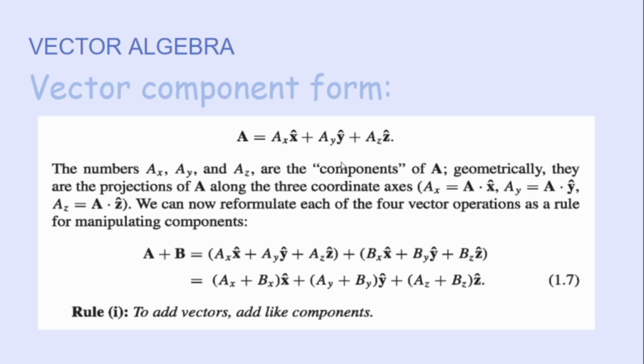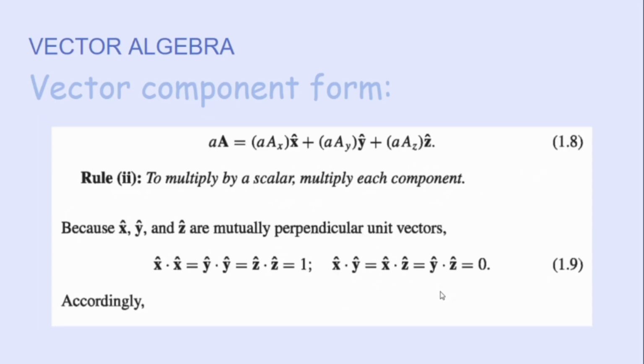Now we will see that if we want to add two vectors A and B, we will add like components. As we can see here, ax and bx have the same direction, so they are added separately, and ay and by are added separately, and az and bz are added separately because they have the same directions. This is rule number 1 for addition. Now we will see scalar multiplication with the vector A.